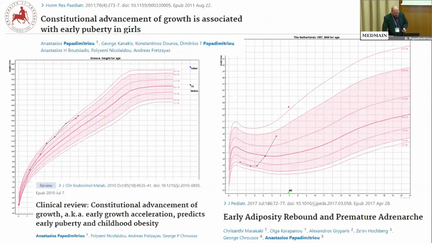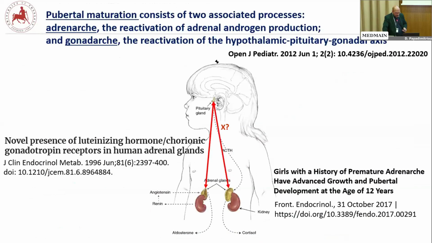However, with this constitutional advancement of growth, you see it on the left, which means that the child is born and, between 3 and 5, gets to a higher curve, higher than its target height, and bone age is more mature than his age. This is very much interconnected with early adiposity rebound, which is that term in the BMI. And if we have early adiposity rebound, then we will have premature adrenarche as well. And if we have premature adrenarche, we know that this system will also wake up central puberty.